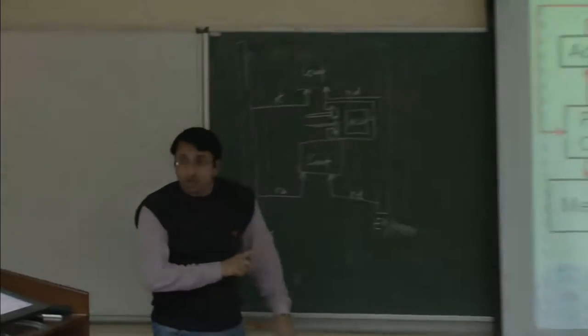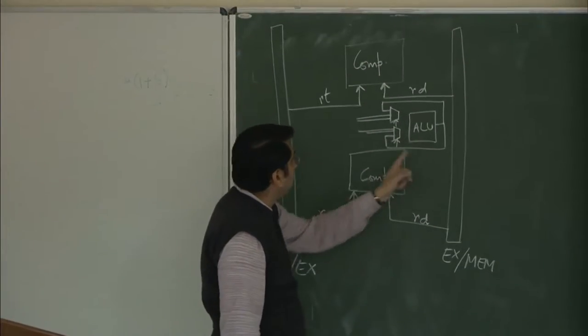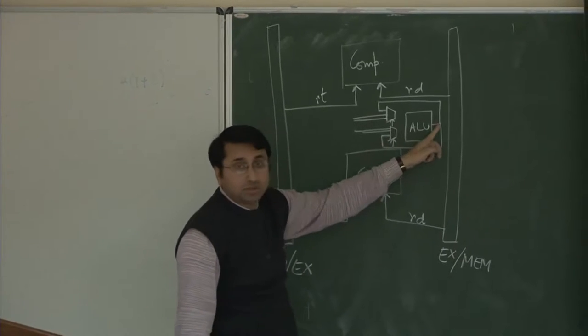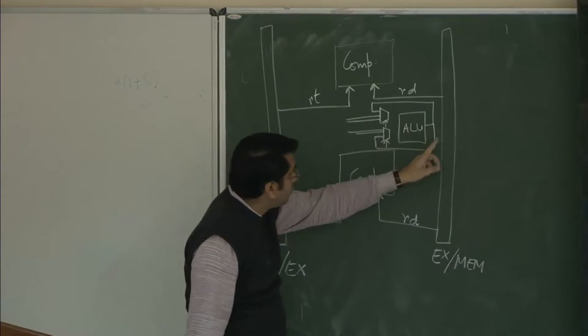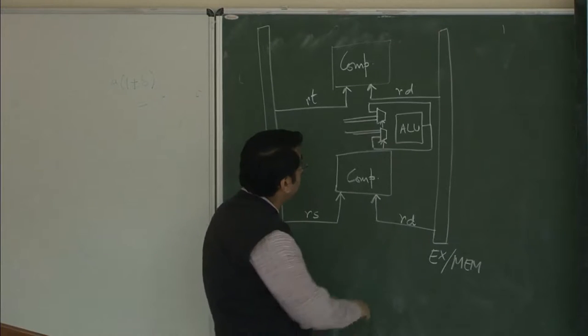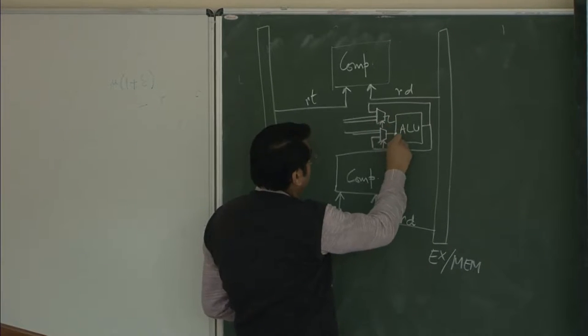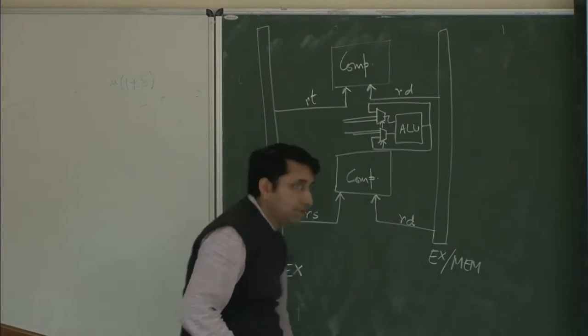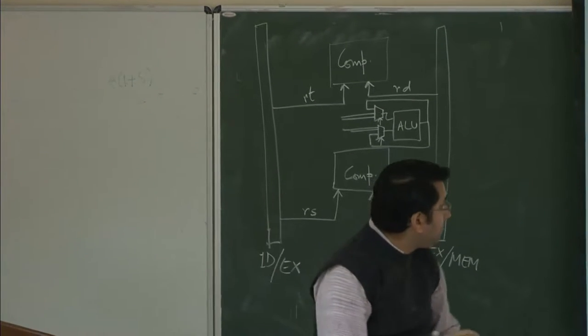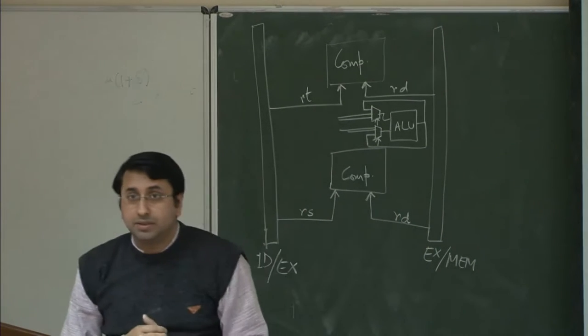Is this clear? So this path is known as the bypass path, coming from the output of the ALU to the input of the ALU. Is it clear?